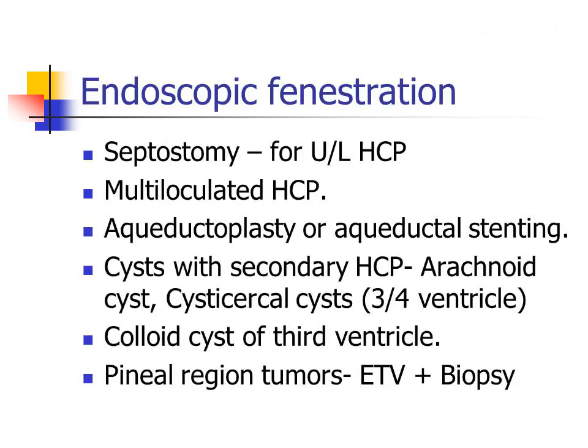Septostomy, for ULHCP. Multiloculated HCP. Aqueductoplasty or aqueductal stenting. Cysts with secondary HCP: arachnoid cyst, cysticercal cysts, 3rd/4th ventricle. Colloid cyst of third ventricle. Pineal region tumors, ETV plus biopsy.